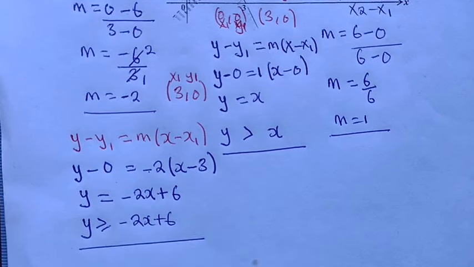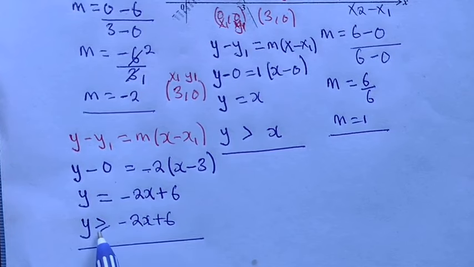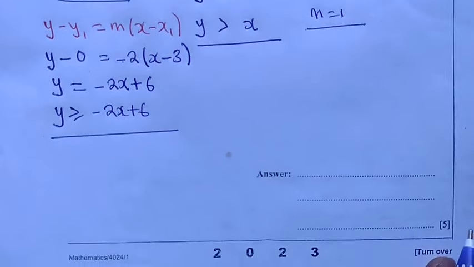This is our answer. So others, it's fine even if you take the negative 2x to where y is, then you remain with a 6 here. Still, they will mark you in an exam.